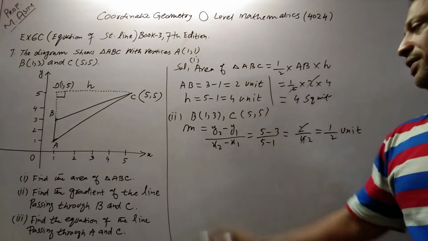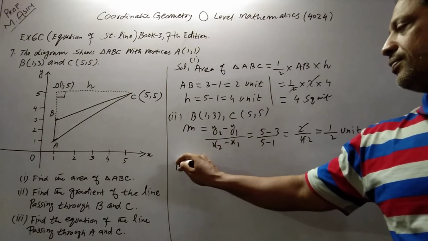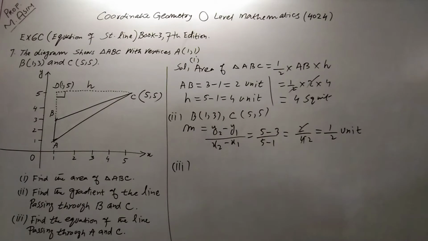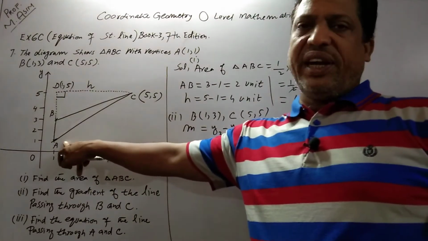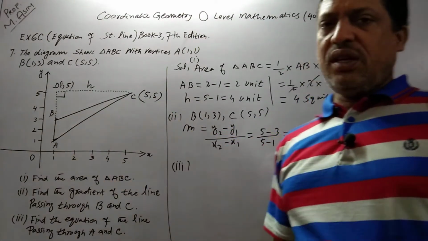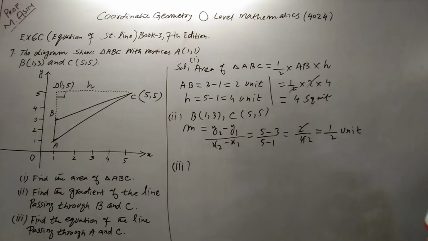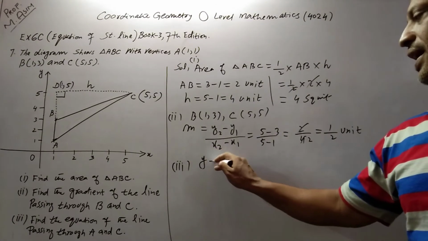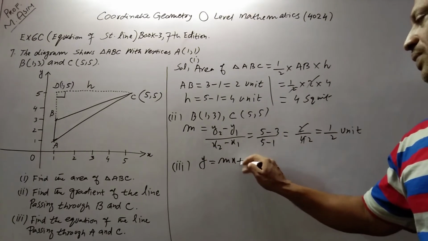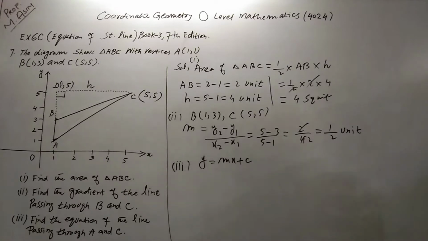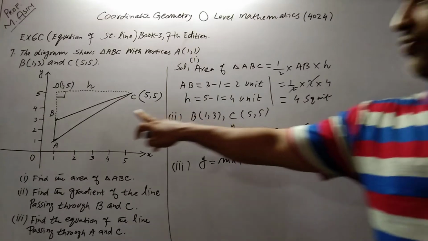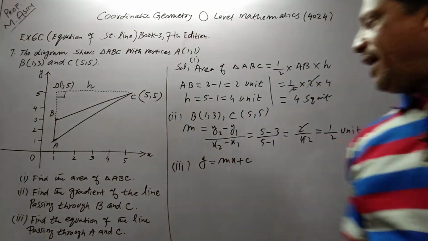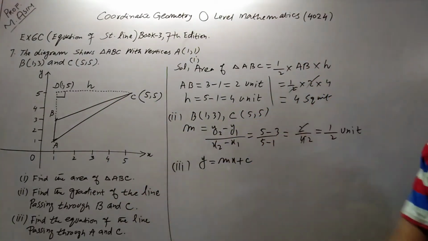Come to the next part, part number 3. Find the equation of the line passing through A and C. We have to find the equation of the straight line AC. What is the formula of the equation of a straight line? y is equal to mx plus c. So we need to find two things: one is m, the gradient of this line AC, and the other is the y-intercept of this line AC.